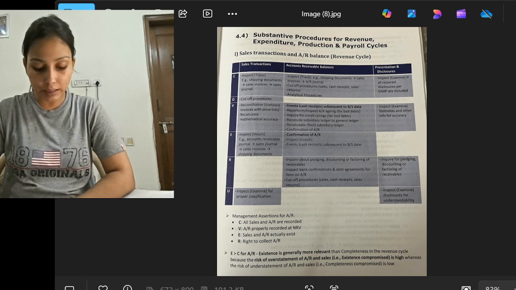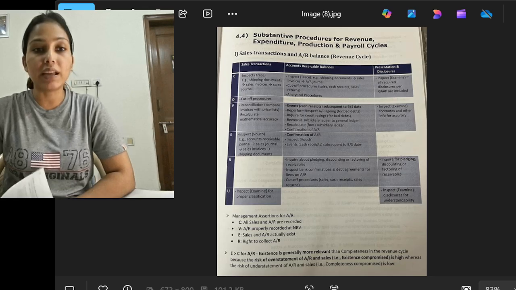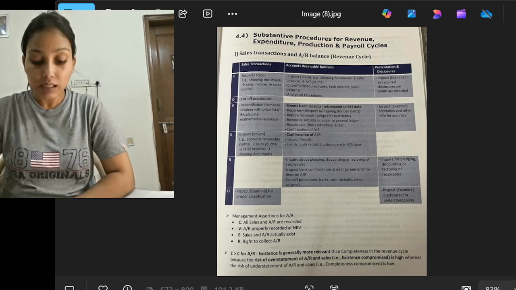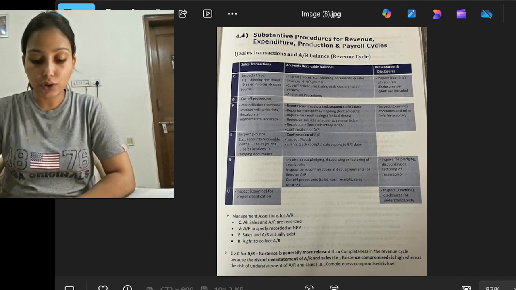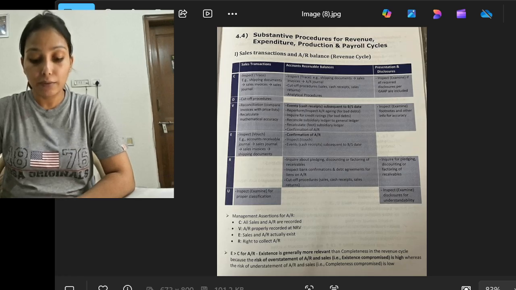After that, we inspect whether the classification has been done in the proper head or not, like whether proper revenue has been classified into the respective head or not. So this was the procedure for the sales. Similarly, if we talk about the accounts receivable, we first inspect or trace the shipping documents, similar to the sales, like the sales invoice, then the journal entry passed for it.